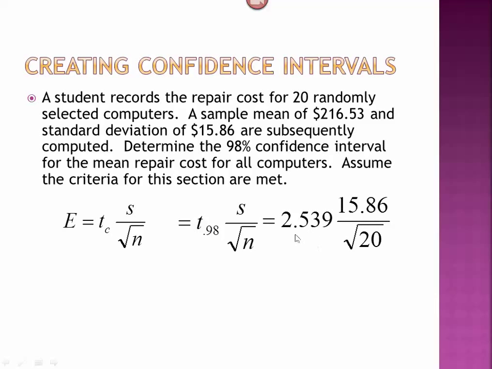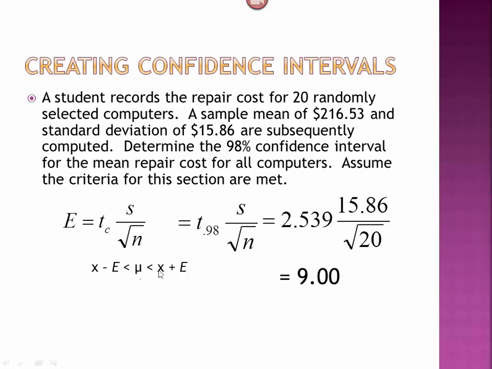Looking on your table, you should see 2.539 as the given t-value for that level of confidence, 19 degrees of freedom. Our s value is $15.86, which we're going to divide by the square root of the sample size. The result is 9. This, of course, we can interpret as being not just 9, but $9 specifically.